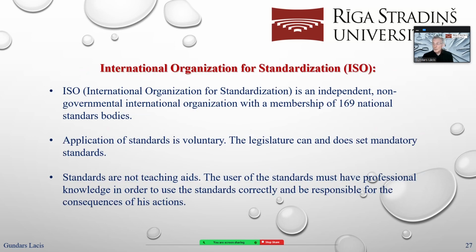And of course, as I said, every country has its own regulations, especially if it's outside of the European Union, but all of us have international standards. The International Organization for Standardization is an independent, non-governmental international organization with a membership of 169 national standards bodies.